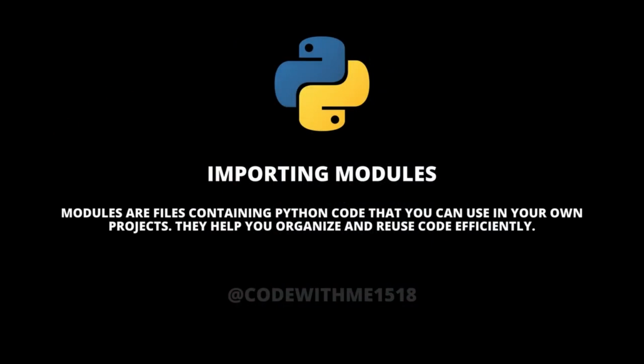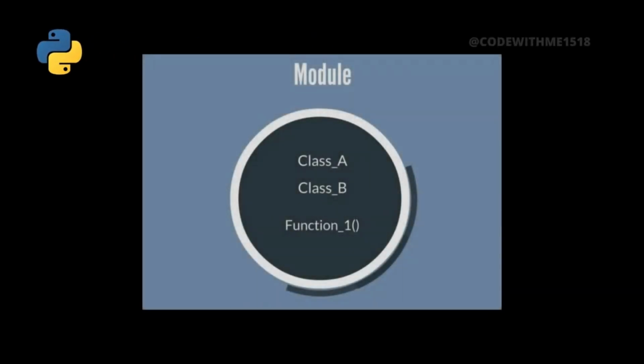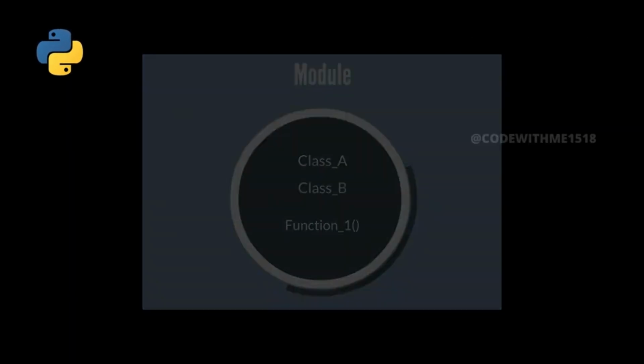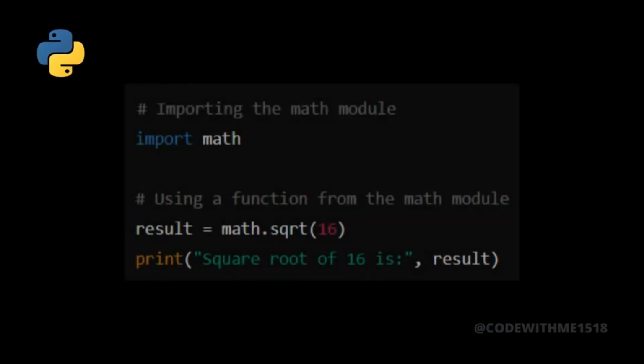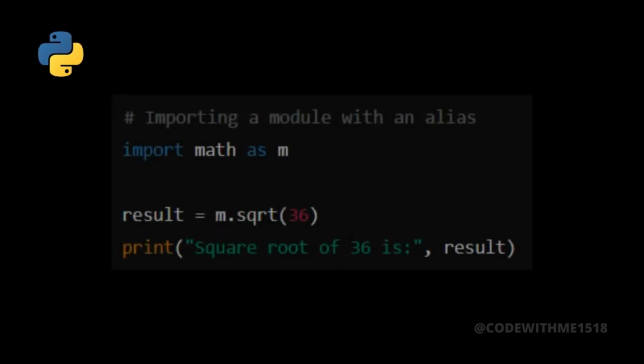Start with importing modules. Modules are files containing Python code that you can use in your own projects. They help you organize and reuse code efficiently. Here's how you can import and use a module. In this example, we import the math module and use its sqrt function to calculate the square root of 16. You can import specific functions from a module to save memory. You can also use an alias for a module or function to make it easier to reference.